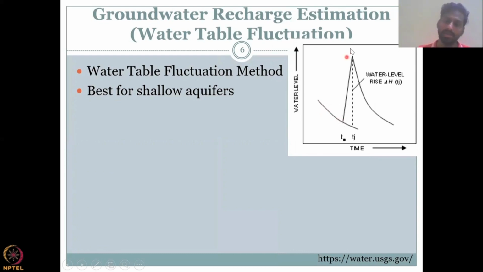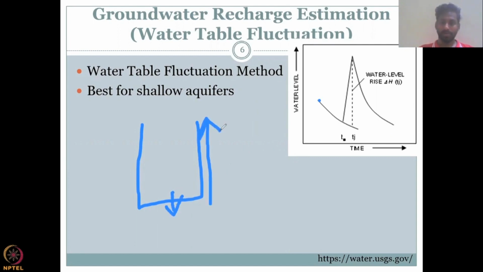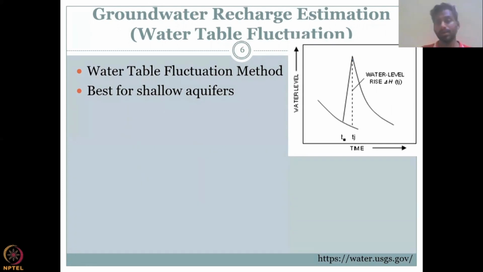So suddenly there is a recharge event. Maybe rainfall occurs and a lot of recharge is happening. So the water level rises. So this is the water level in the well. Think about a well, and this is point A. It is going down, and then suddenly after some time point B happens. So the water level is rising. So now you need to calculate what the recharge is, which is our objective. How do you do that?